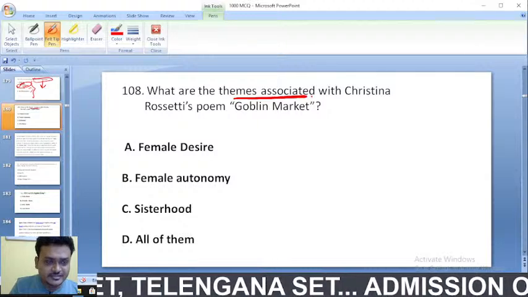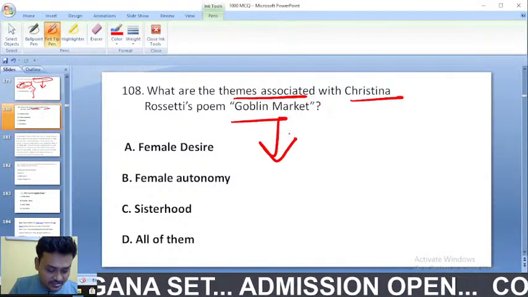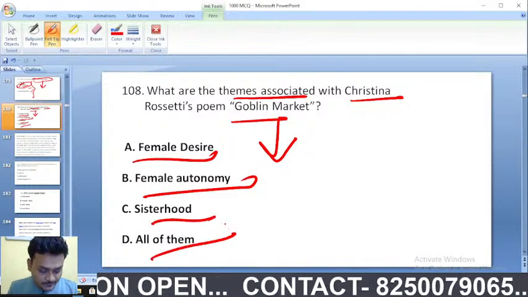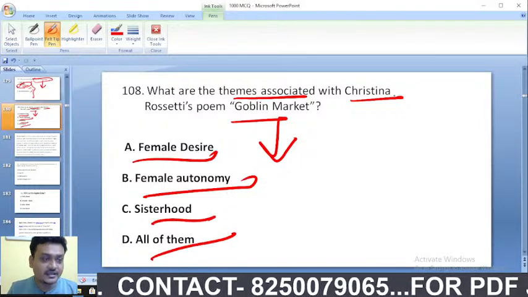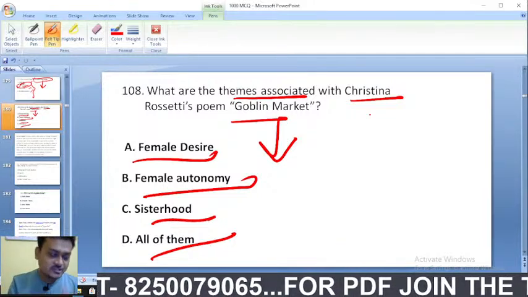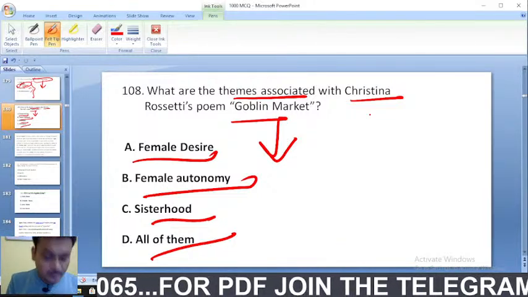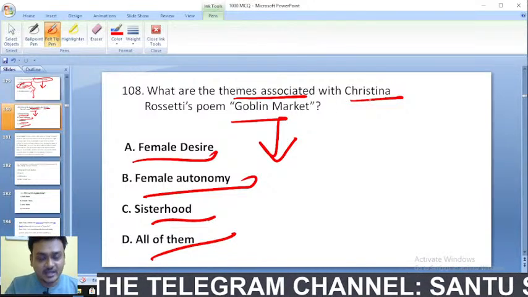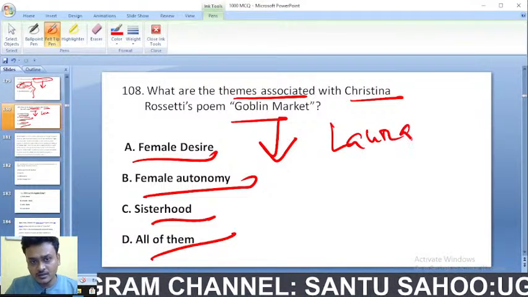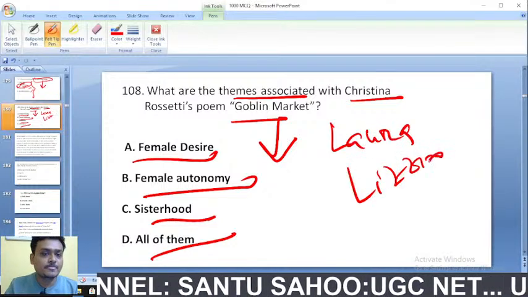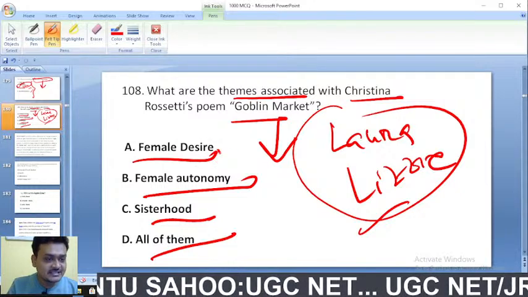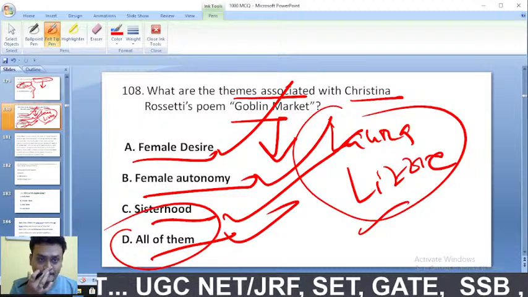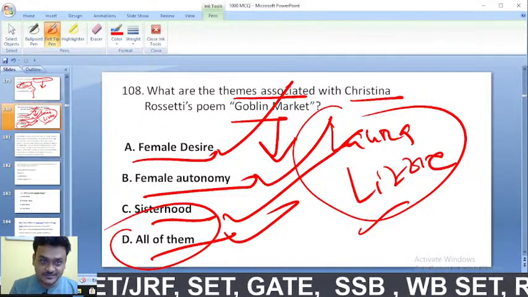What are the themes associated with Christina Rossetti's poem Goblin Market? Got it. A female desire, a female autonomy, sisterhood, and all of them. In Principles of Psychology, exactly, is the work where William James has coined stream of consciousness. Here in Goblin Market, we find the characters Laura and Lizzie. Female desire was there, female autonomy was also there, sisterhood was also there, all of these actually.